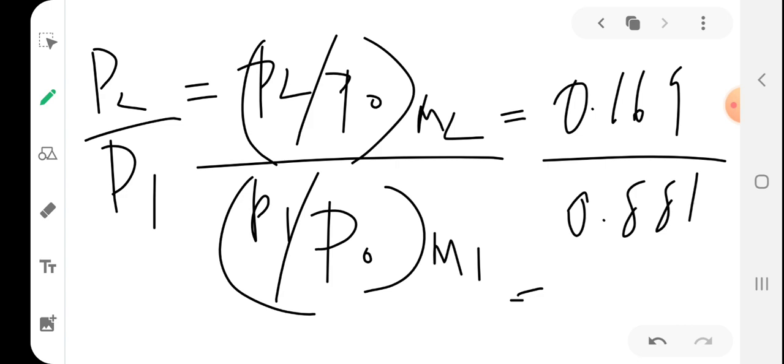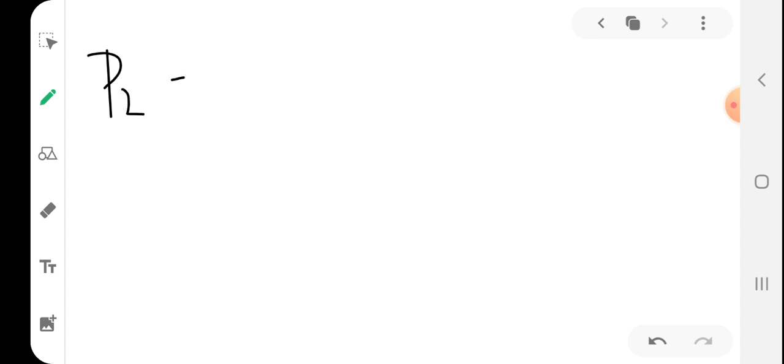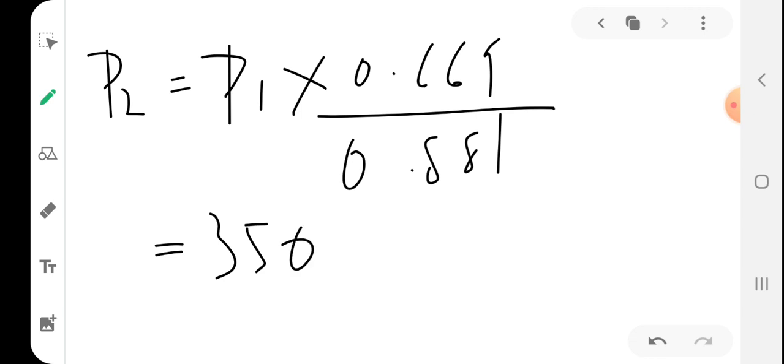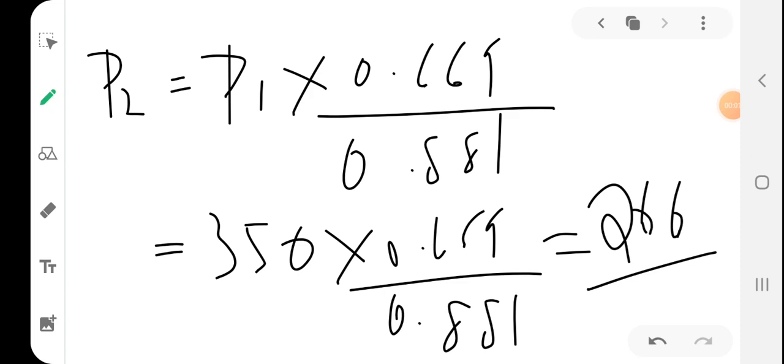And P1 is also known, right? So P2 is equal to P1 into 0.669 by 0.881. P1 is 350 kilonewton per meter square, so you get the value of pressure at the second section as 266 kilonewton per meter square.